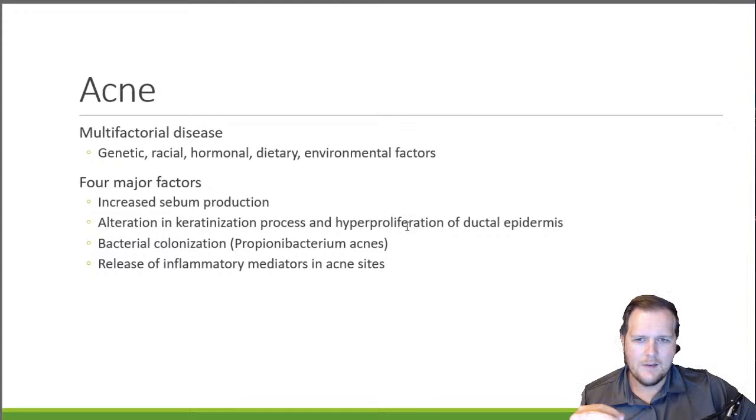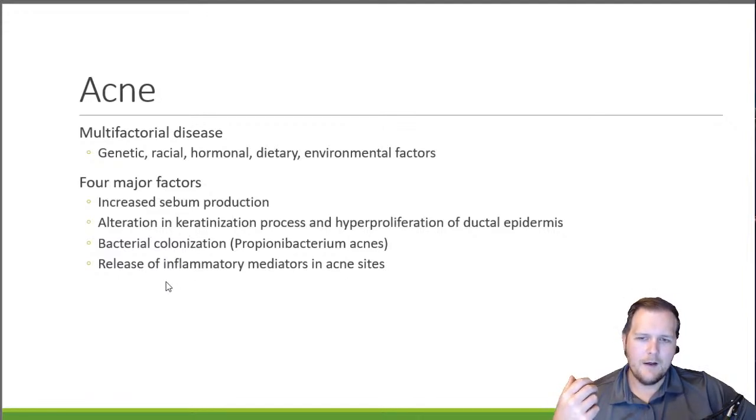And I'll show you a picture of what this looks like in a moment. You get this hyperproliferation of the ductal epidermis, and what that does is cause an occlusion, right? So producing this extra sebum causes increased keratinization. You're causing occlusion of that follicle, and that then leads to this nice anaerobic environment where Propionibacterium acnes can start to proliferate. So they get colonized by these bacteria, and then your body senses that as an infection, and that leads to an inflammatory response. So things get red and inflamed and edematous.